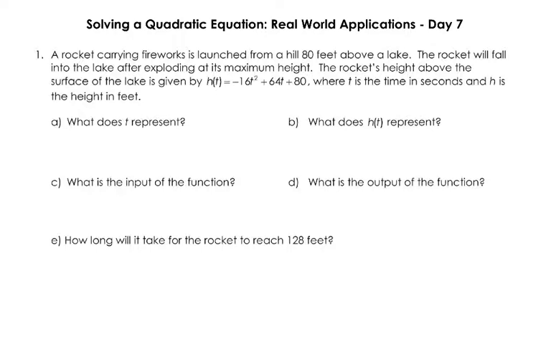All right, I'm going to read it again, but this time I'm going to highlight. I'm just going to underline in this case. It says, a rocket carrying fireworks is launched from a hill 80 feet above the lake. The rocket will fall into the lake after exploding at its maximum height. The rocket's height above the surface of the lake is given by h of t equals negative 16t squared plus 64t plus 80, where t is the time in seconds and h is the height in feet.